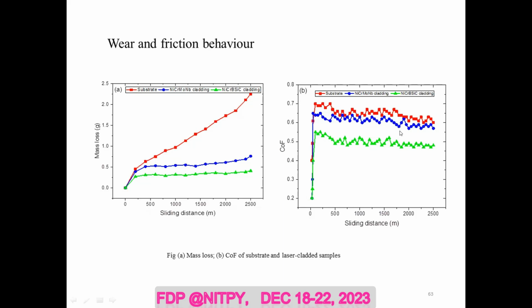And also you can see the coefficient of friction; the same is reflected in the frictional force. The base material shows almost 0.65 frictional force. But compared with the laser clad specimens, the Colmonoy 5 cladding specimen shows almost 0.5 frictional force values. So based on the hardness and the mass loss, the same is also reflected in the frictional force.